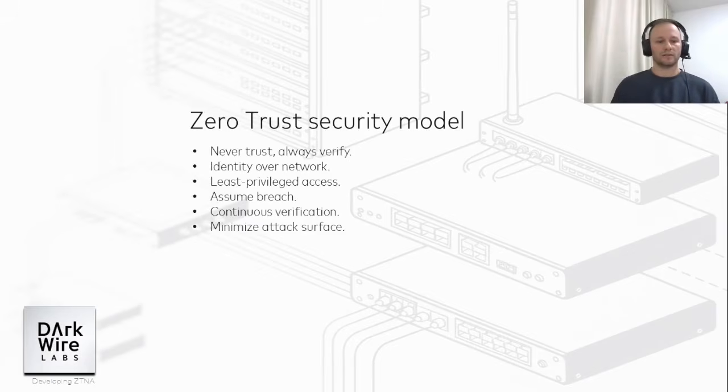Never trust, always verify, meaning every access request is authenticated and authorized, regardless of location. Identity over network means decisions are based on user and device identity, not IP or network position. Least privileged access means that we grant access only to specific applications and actions, nothing more.